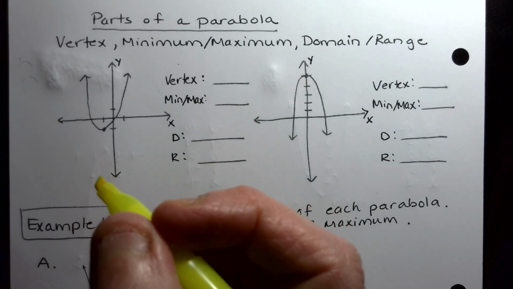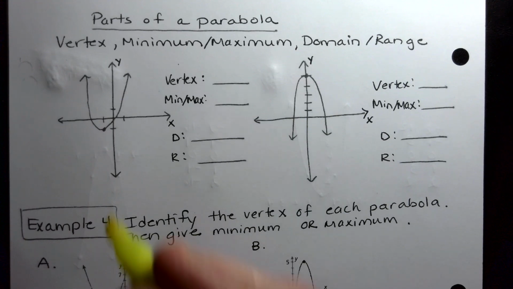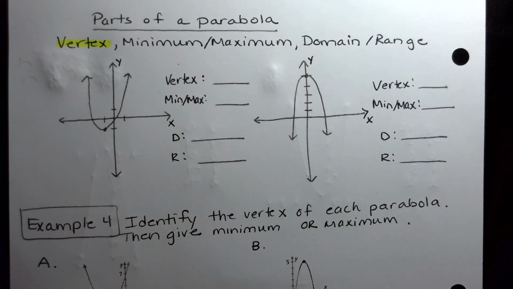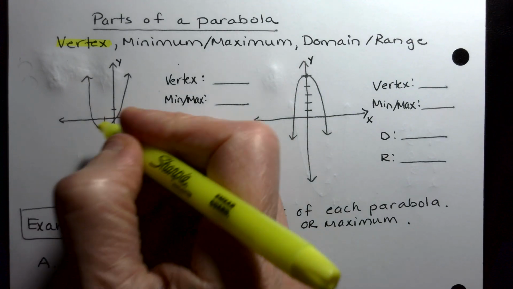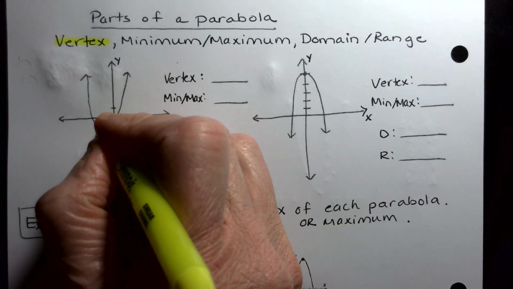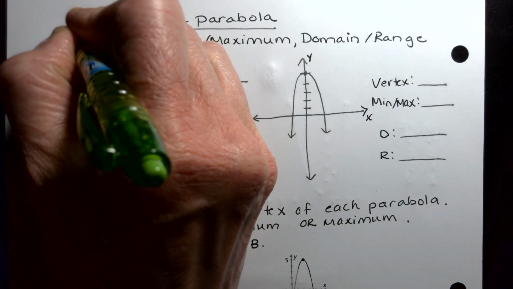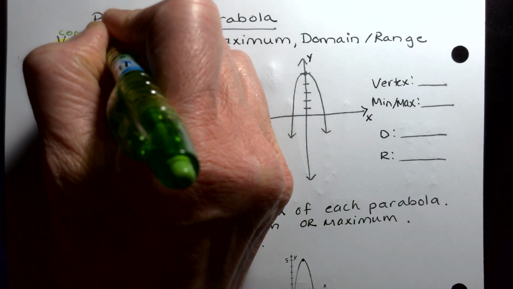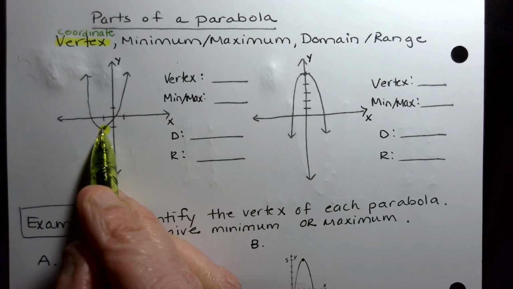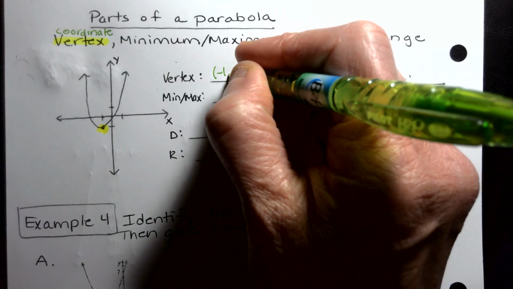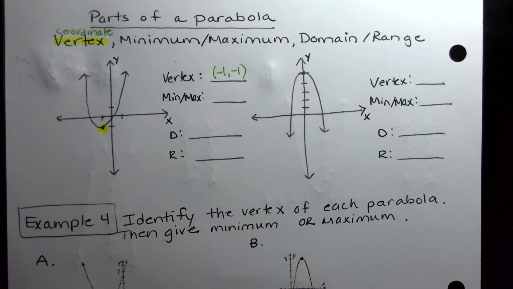The vertex on this is like the tip of the parabola. So it's right there. That is your vertex. It's a coordinate. A vertex is a coordinate. So you've got to figure out, what is that coordinate? It's -1, -1. That's what vertex means.